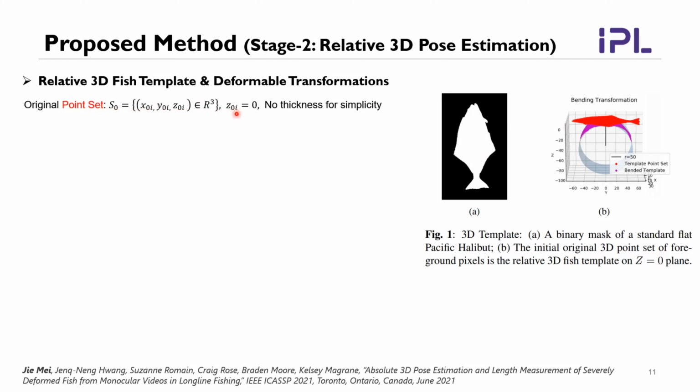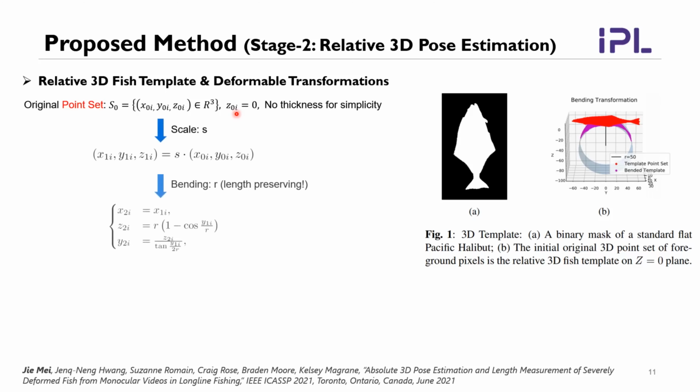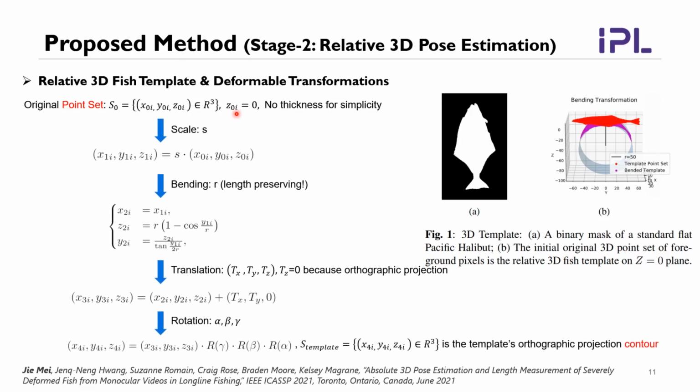We define 4 deformable transformations to make the template deformable, which are scale, bending, translation, and rotation. There is 1 parameter for scale, 1 parameter for bending. The bending transformation is length preserving because we define bending as projecting the point set onto a cylinder, and the parameter R is the radius of this cylinder. The purple point set is an example after bending, so the length of the purple fish is the same as the length of the red fish. There are 2 parameters for translation, TZ equals 0 because we use orthographic projection. There are 3 parameters for rotation.